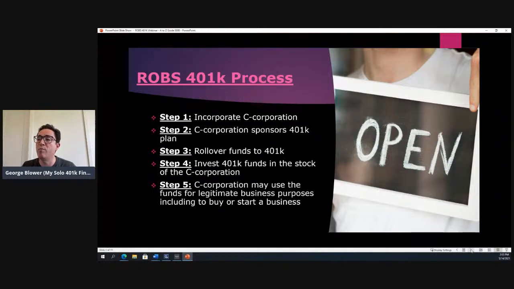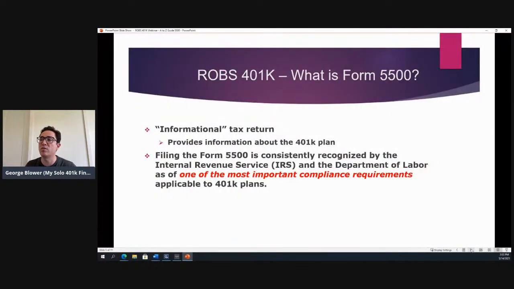So an account would be set up in the name of the 401k, roll over money into that 401k, and we'll handle the transfer process as part of our services to ensure that the funds are rolled over as a non-taxable direct rollover. And then once they're in that 401k account, you would be able to invest however much you want to into the stock of the C corporation. So it's not a loan, you're buying equity in that entity. And then the corporation has the proceeds of that stock purchase, which it can use for any type of legitimate business purpose, like buying or starting a business.